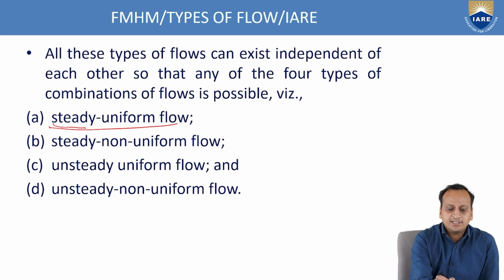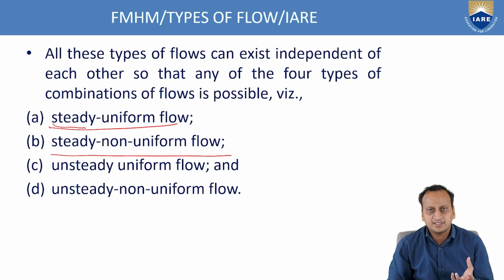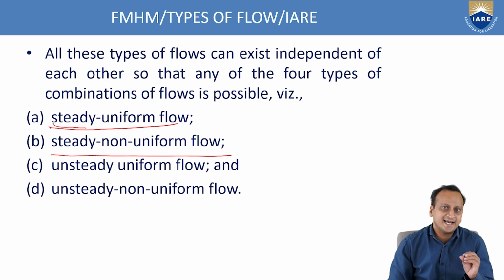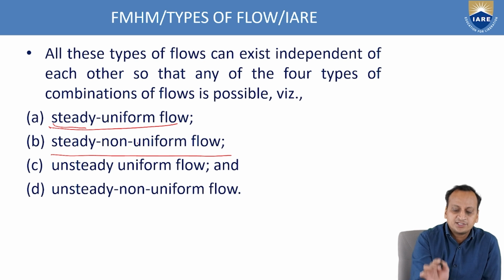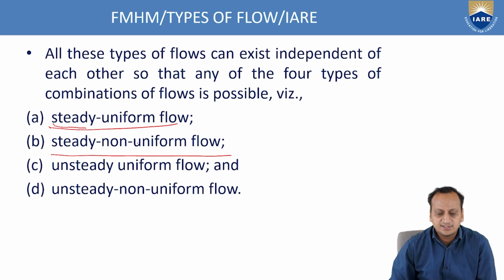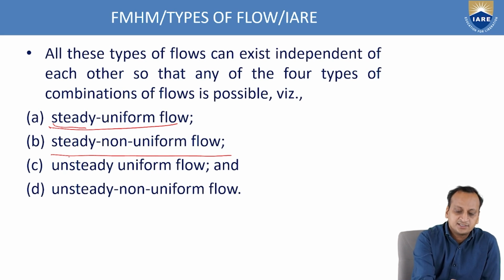Similarly, steady non-uniform flow means where the velocity, pressure, density and remaining fluid characteristics remain the same with respect to time, but with respect to space the velocity will not remain the same. With respect to space, some other fluid characteristics will not remain the same. Some of the fluid characteristics may be the same with respect to time.